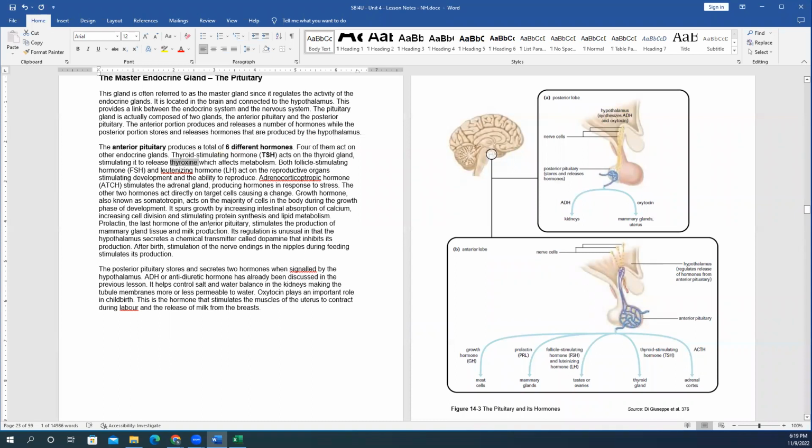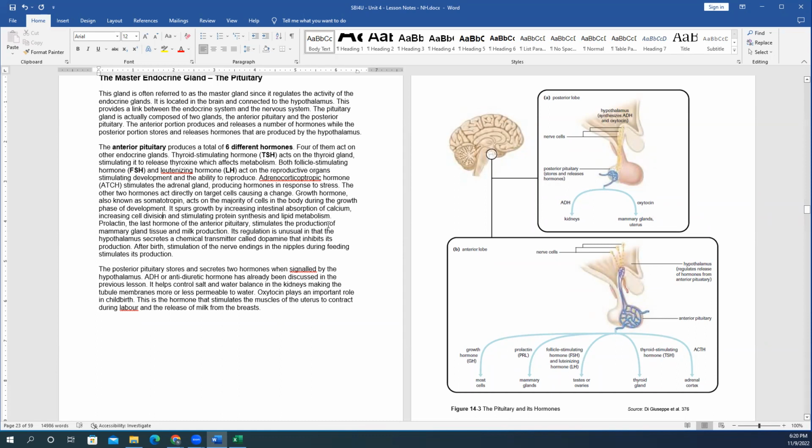There are 2 other hormones that are also produced by the anterior pituitary. That is the follicle stimulating hormone, FSH, and LH. These are also shown here in this picture. I'll just highlight those as well for you. So FSH is the follicle stimulating hormone, and luteinizing hormone is LH. And these hormones, as you may guess from the names, act on the reproductive organs to stimulate the development and the ability for reproduction.